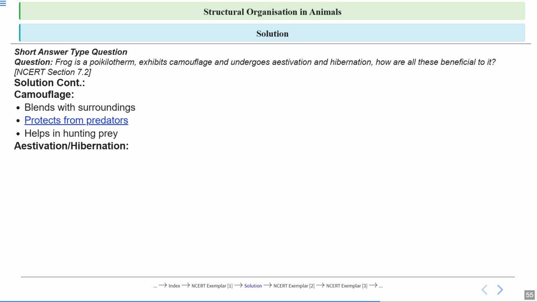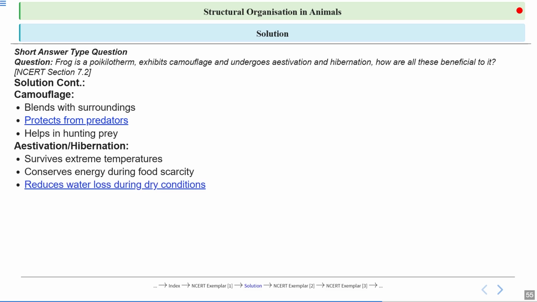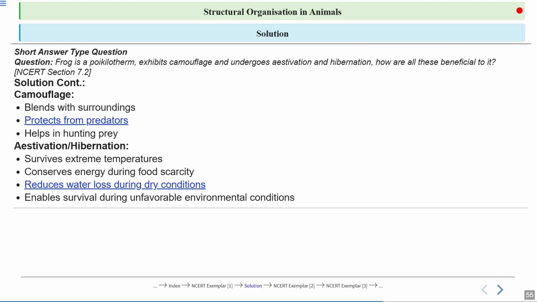Estivation and hibernation: they survive extreme temperatures. They can survive in extreme temperatures, conserve energy during food scarcity, and reduce water loss during dry conditions. They enable survival during unfavorable environmental conditions as well.